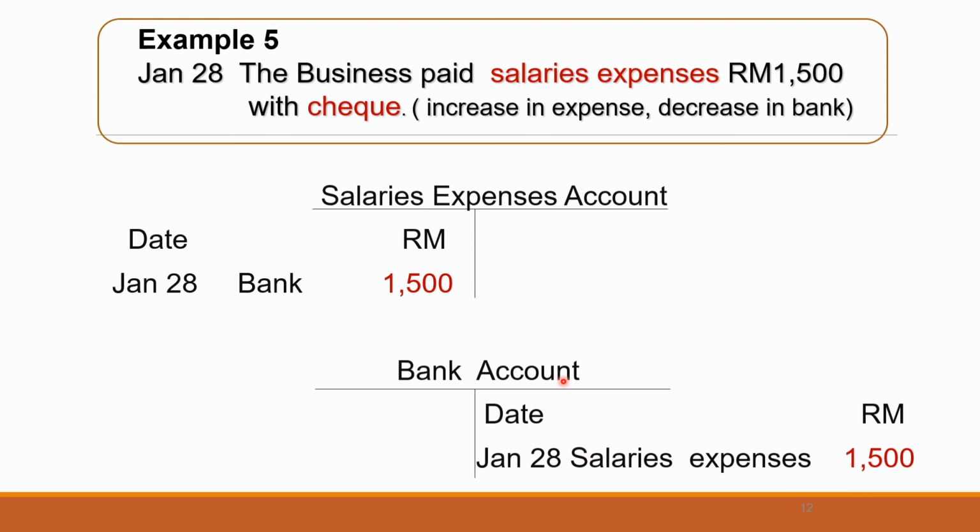So you can see for this transaction, we have to record the same date for this debit side and the credit side. And you have to record the same amount, debit side and the credit side. And for the salaries expenses account, we just write down the details, bank account. And for bank account, we just write down the details, salaries expenses. So this one we call double entry system. One account for debit side and another account for credit side.